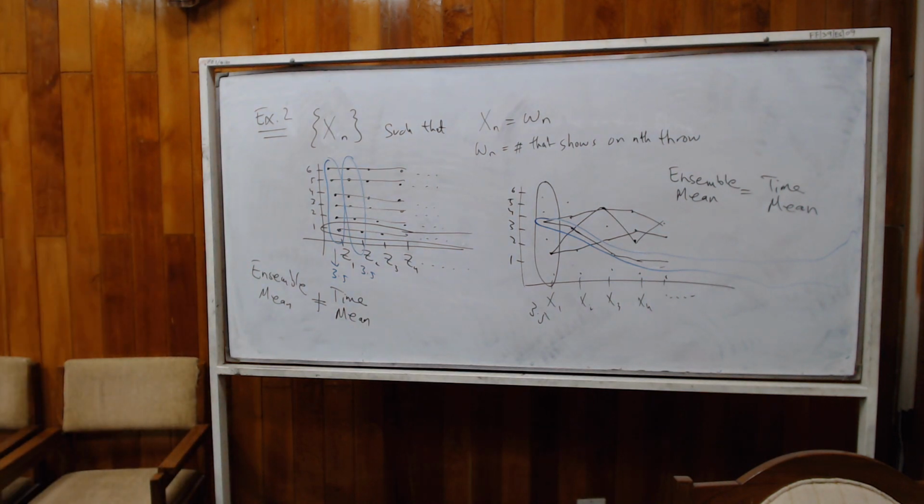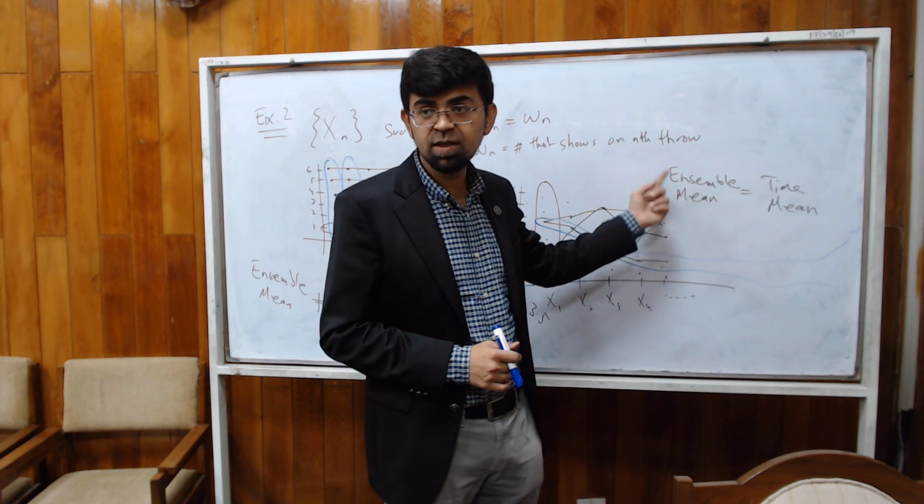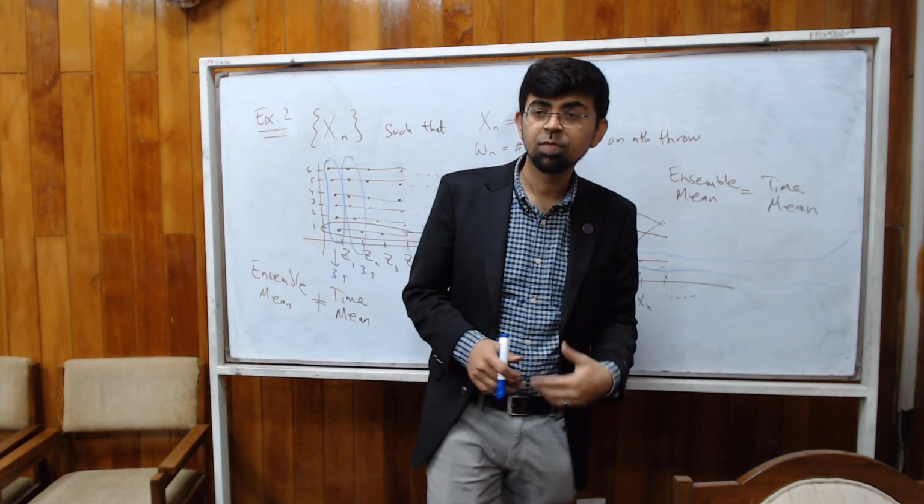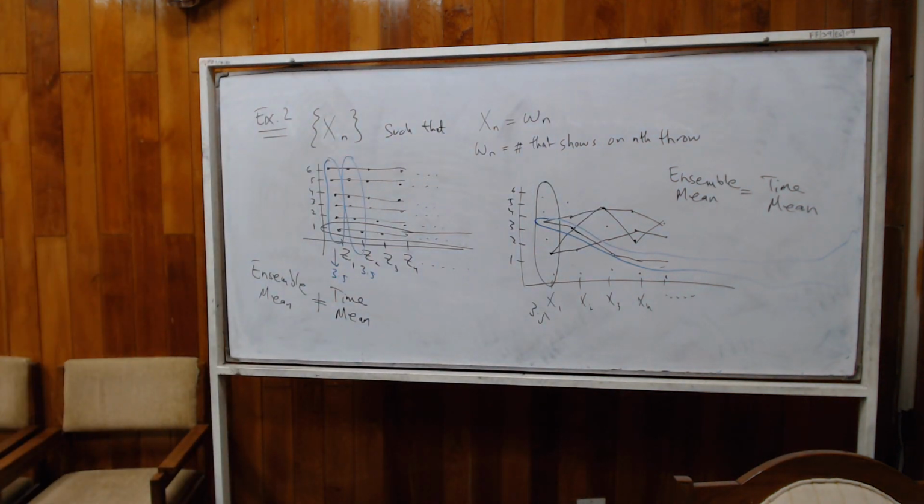Only then, this is more a generic way of thinking. Then you will end up with ensemble mean, ensemble variance, ensemble PDF, let's say, being equal to the time statistics. So ensemble statistics being equal to time statistics. That is called ergodic. Then it is ergodic. Okay.